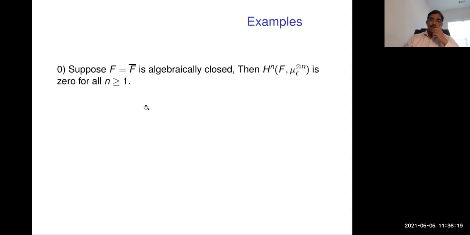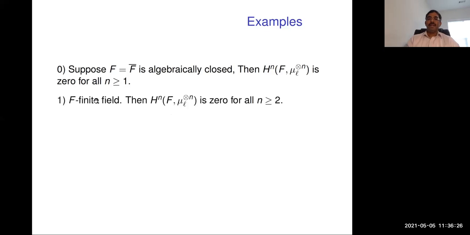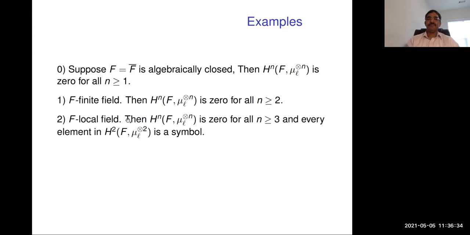Okay, let's look quickly at some examples. If F is algebraically closed, there is nothing, because all these cohomological groups are trivial. And if it's a finite field, we know that at least for n ≥ 2 these are trivial. So H^1 is everything, a symbol in H^1 by definition. If it's a local field, we know that H^n is 0 for n greater than or equal to 3, and every element in H^2(F, μ_ℓ^{⊗2}) is a symbol. So once again, if μ_ℓ is in F, this H^2 is the ℓ-torsion of the Brauer group, and it says that every central simple algebra of ℓ-torsion is a cyclic algebra.